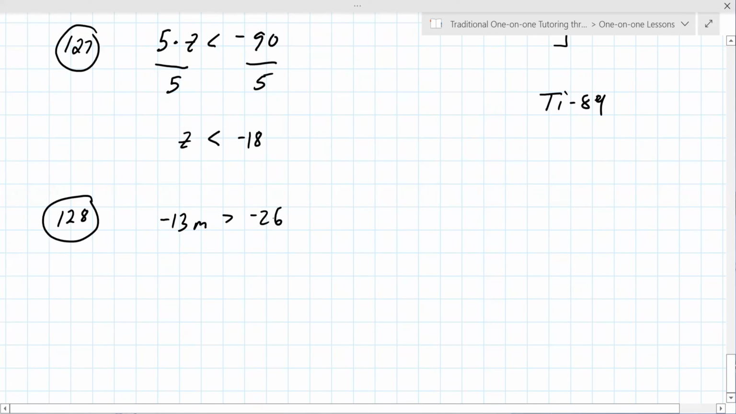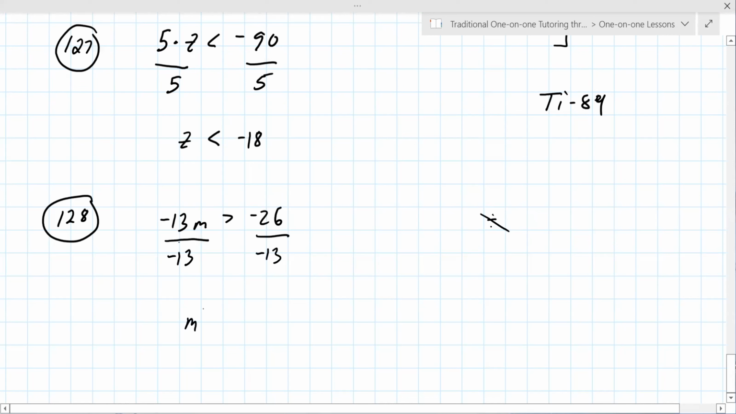Okay. So let's look at 128: negative 13m greater than negative 26. What is the math operation? What is keeping m from being by itself? And what is the math operation between that number and m? Negative 13 is multiplying by m. Right. So you undo it with division. And if it hasn't been made clear to you, you use this fraction bar. You don't write the divided by symbol anymore.